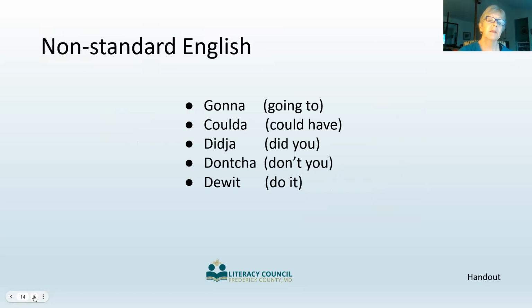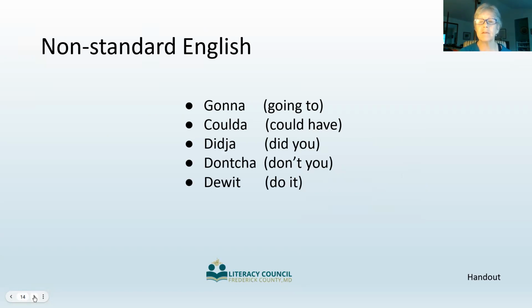Okay. This next slide, this activity is one of the most fun things I think you can do when you're actually doing pronunciation with your students once they get to this point. We all say, we're gonna go someplace, don't you know? I coulda, did ya?